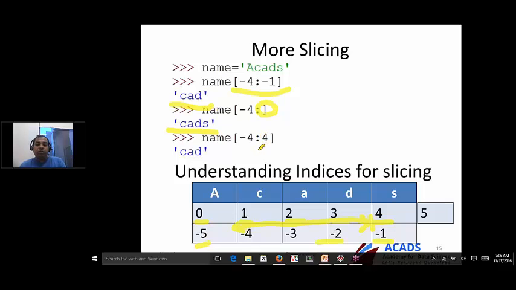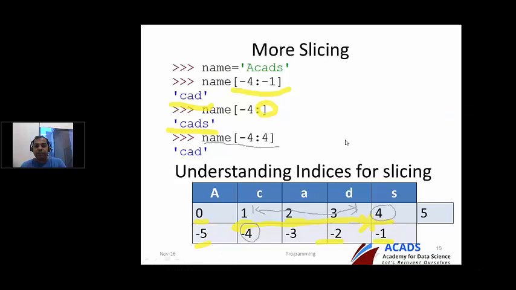It is also allowed to mix negative and positive indices for a slice. Once again, it will help if you have this diagram ready. When I say name[-4:4], I start with index -4 and go all the way to index 4. So this again means the same slice which we had seen earlier, the value C, A and D. Let's look at some more rules, and then I will take some questions if there are any.